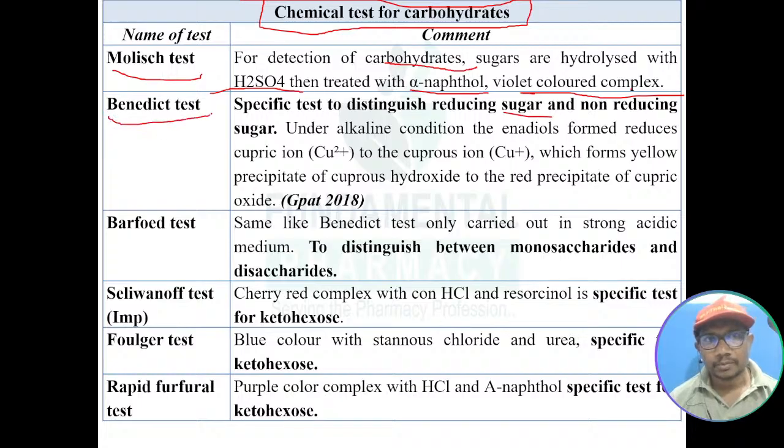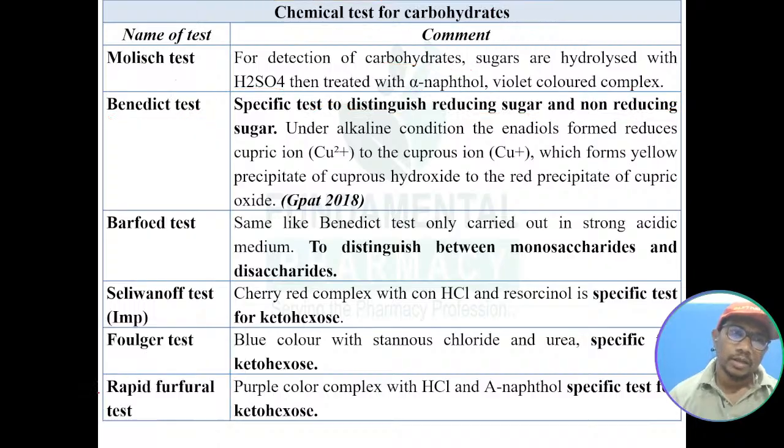The second test is a very important question that has also come on this. Benedict test. What is the Benedict test? It is a specific test to distinguish between reducing sugar and non-reducing sugar. Multiple times the question has come: how can you distinguish between reducing sugar and non-reducing sugar? Remember, Benedict test. What happens in this Benedict test?